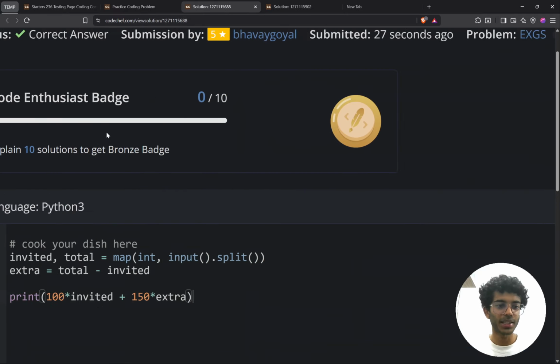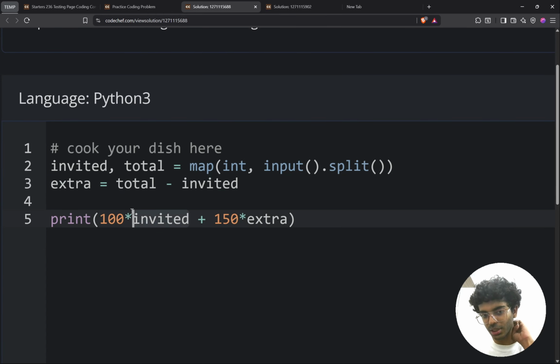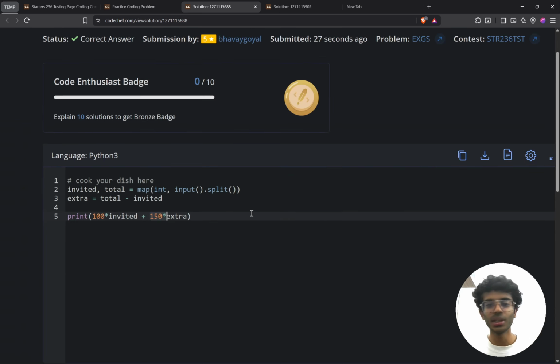Now, let's see the solution in Python first. Here, we'll begin by taking an input of invited comma total using this. So what are we doing here? We're first of all taking an input of the whole line as a string and splitting it with respect to spaces. This will give us a list of strings, and we'll convert that list of strings into integers using the map function. Now the extra is total minus invited, and our answer is 100 times invited plus 150 times extra. And that's pretty much the whole solution in Python.